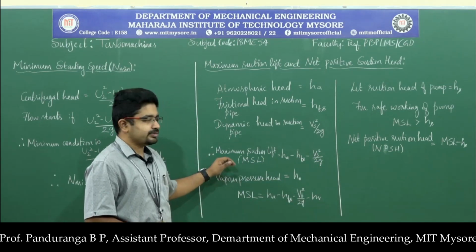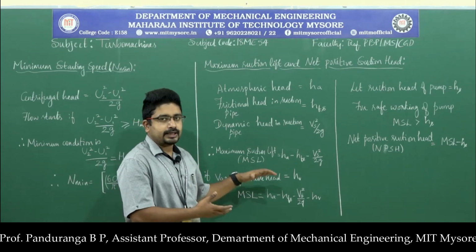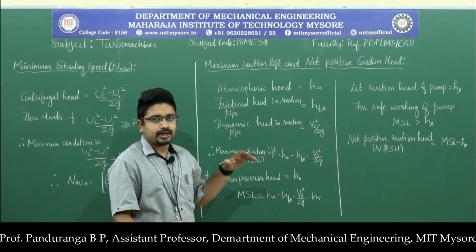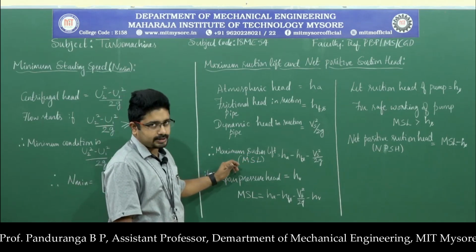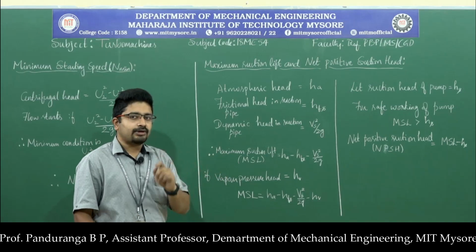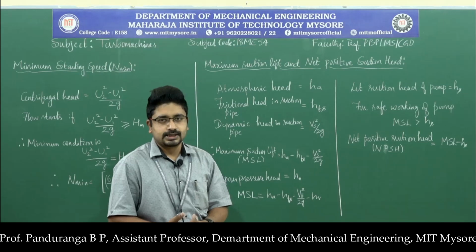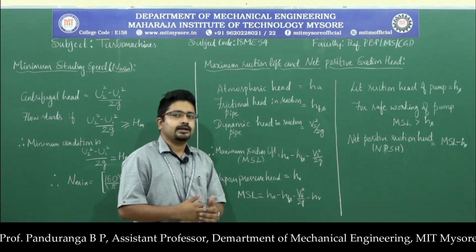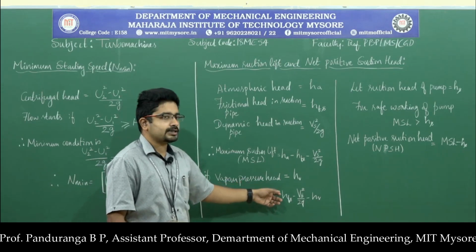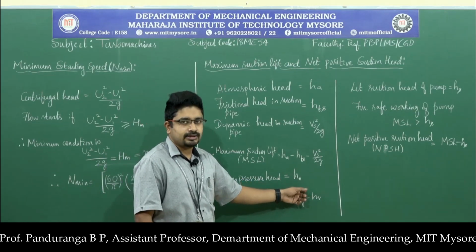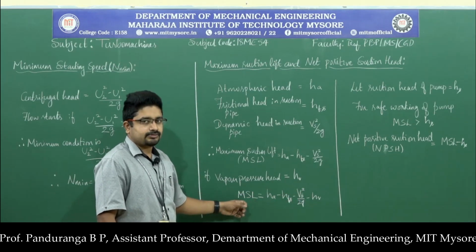So this is the maximum suction lift that can be achieved by a pump, which means that from the sump free surface level, we can keep the pump at this maximum height. And if you have to consider the cavitation or the formation of vapor bubbles inside the suction pipe, then that also has to be subtracted.